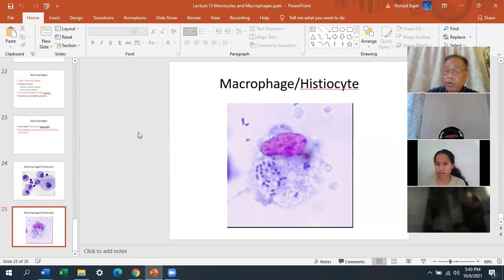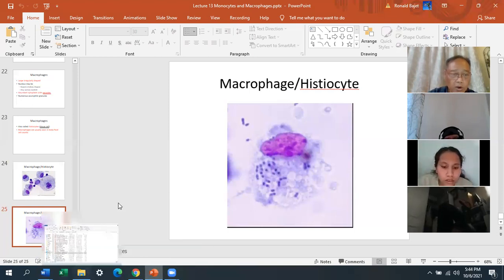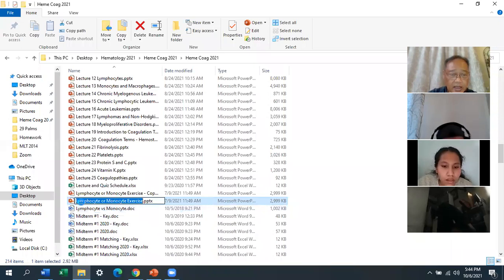Do any of you have any questions? Make sure you know the difference between lymphocyte and monocyte. Let me see if I'll go over a few of these cells. And I sent this to you. I sent this to you on your email. I emailed it to you during your break.